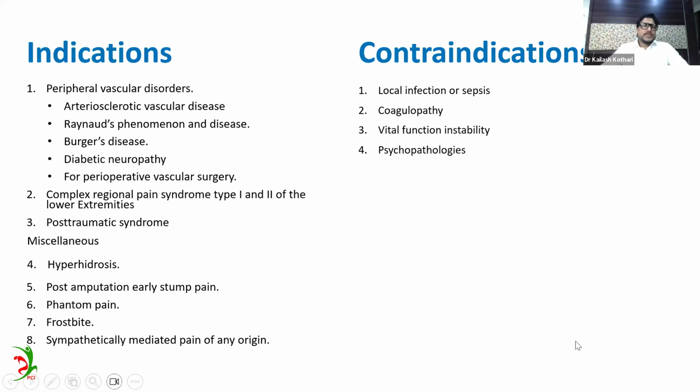Now, coming to the procedure, first, in what indications do we do it? We do it in peripheral vascular disorders. It may be arteriosclerotic, Raynaud's, Buerger disease, diabetic neuropathy, perioperative vascular surgery, CRPS type 1 and type 2, post-traumatic syndrome. In some conditions which are not very well documented, or where the evidence is not that great, are hyperhidrosis, post amputation early stump pain, phantom pain, frostbite, sympathetically mediated pain of any origin.